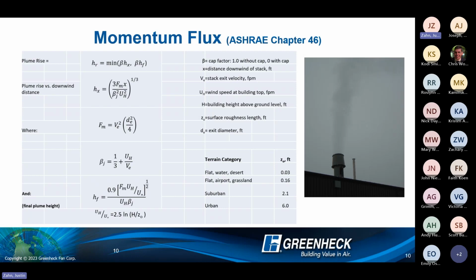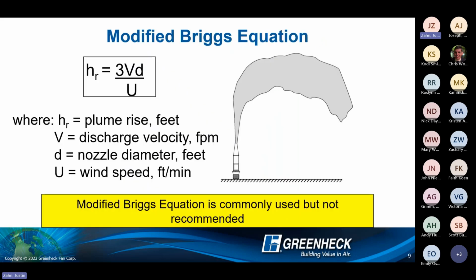So there are still some manufacturers out there that will use the modified Briggs equation to calculate their plume height. The reason for that is because using modified Briggs typically gets you a higher plume height. Okay. It's not a significant difference, but enough that it'll make you turn your head and be like, wow, okay, this competitor can get this much higher of a plume height than Greenheck. And it's just something that we want to make people aware of, because at the end of the day, it's not what we want to see be used just because it's not nearly as accurate.